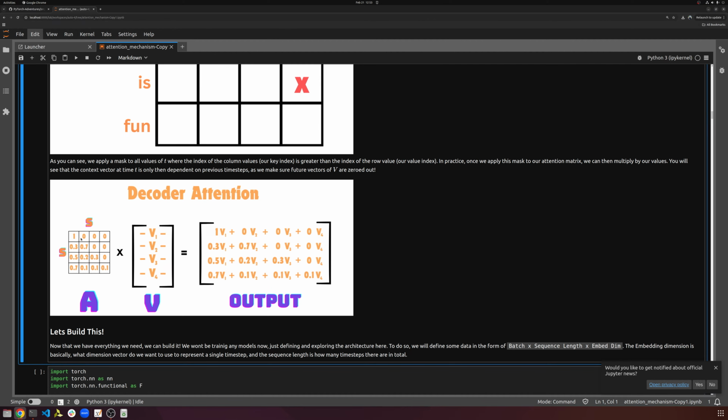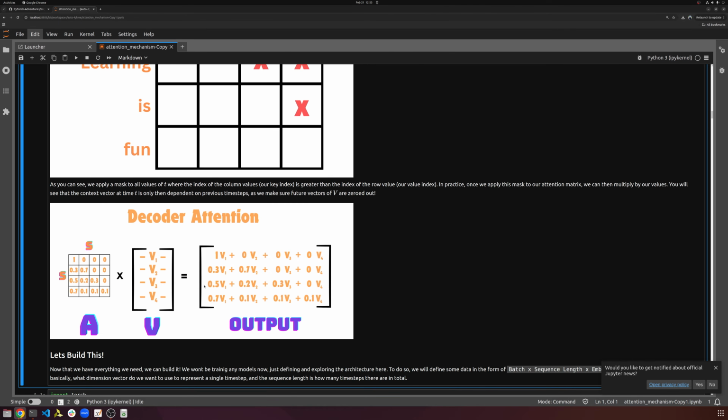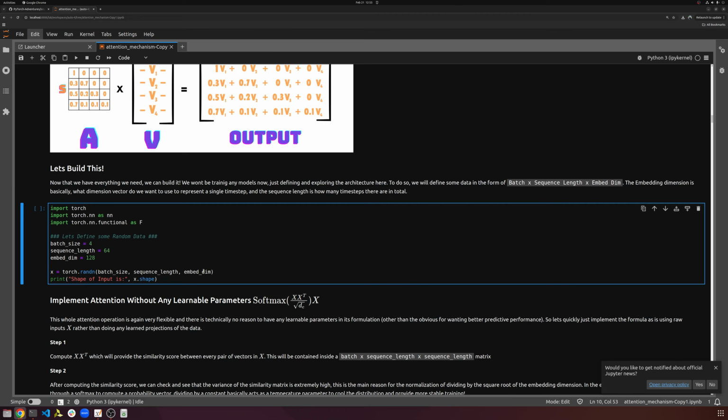And so now we have the first token can only look at V1. We zero out the effect of all future vectors. The second token can look at the first token and the second token, but we can't look at 3 and 4 because that's in the future, and so on and so forth, right? We just keep going.